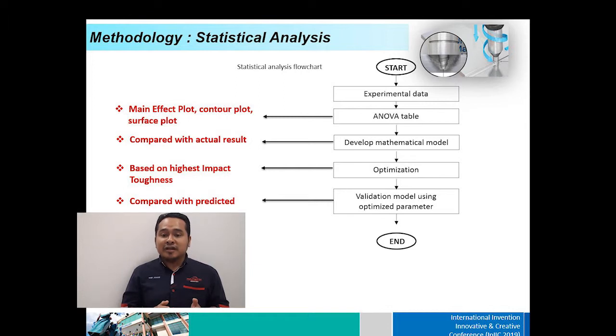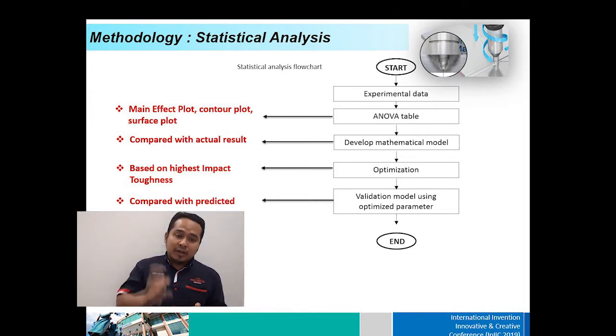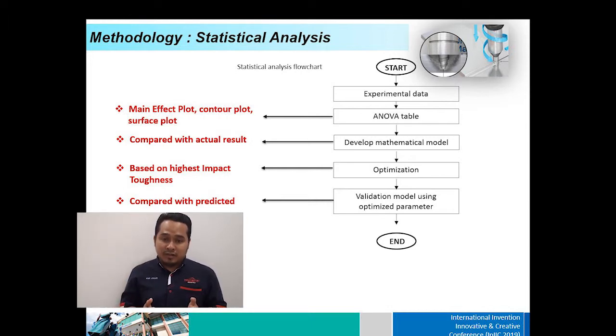For statistical analysis, after we get the result, we put the result into the ANOVA table, and we can get the main effect plot, contour plot and surface plot. And then we compare with the actual result to develop the mechanical model. And then for optimization based on the highest impact toughness, we compare with the predicted result.